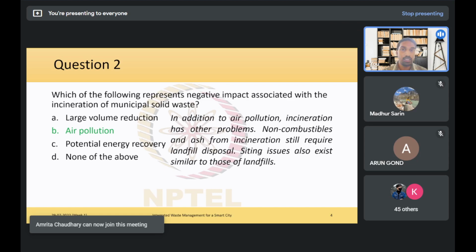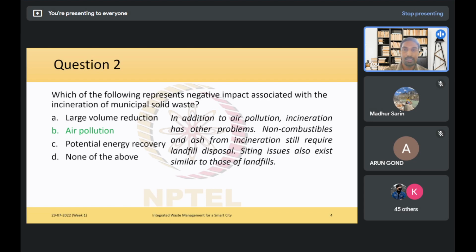And air pollution is not the only problem that is associated with incineration. It has some other negative effects as well. For example, the waste stream that we are feeding to the incineration plant may not always contain combustible items, so there will still be some non-combustibles in it. And also there could be ash that will result from the incineration of this waste, which will still need to be disposed in a landfill. So we cannot completely eliminate the disposal part by just incinerating. Though the volume is going to be reduced, there is still going to be some residue that needs disposal.